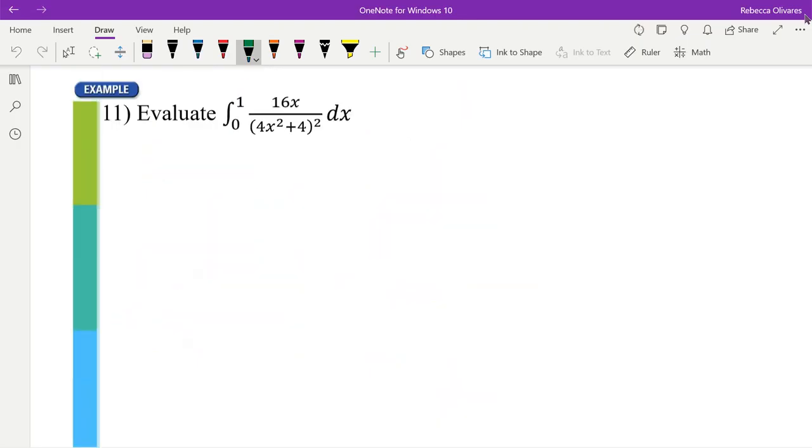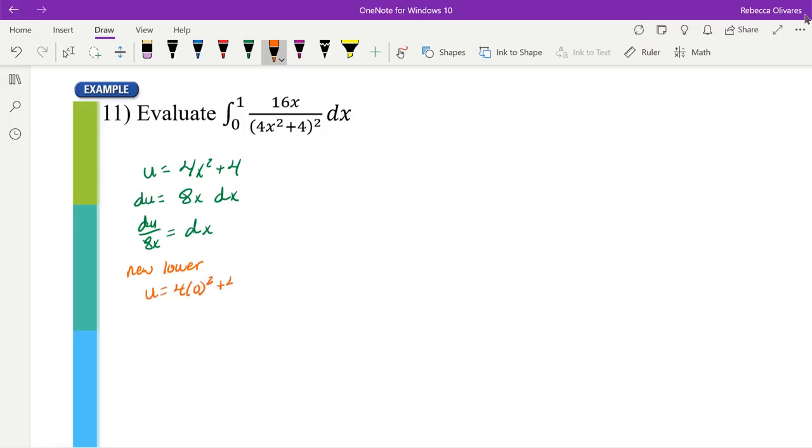All right, let's have a look at number 11. So I'm going to first let u equal the inside bit, that's 4x squared plus 4. So du will be 8x dx. So du divided by 8x is dx. For my new lower boundary, we're going to have u equals 4 times 0 squared plus 4, which is 4. And then for my new upper boundary, u equals 4 times 1 squared plus 4, which is 8.